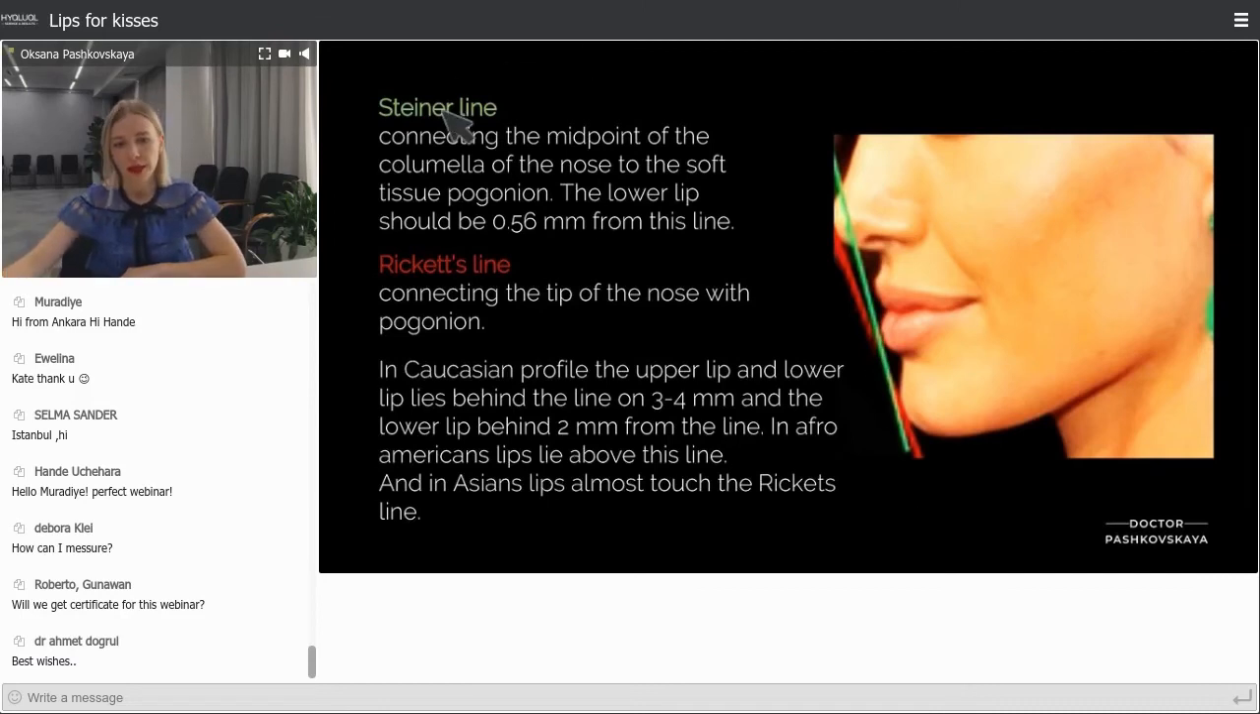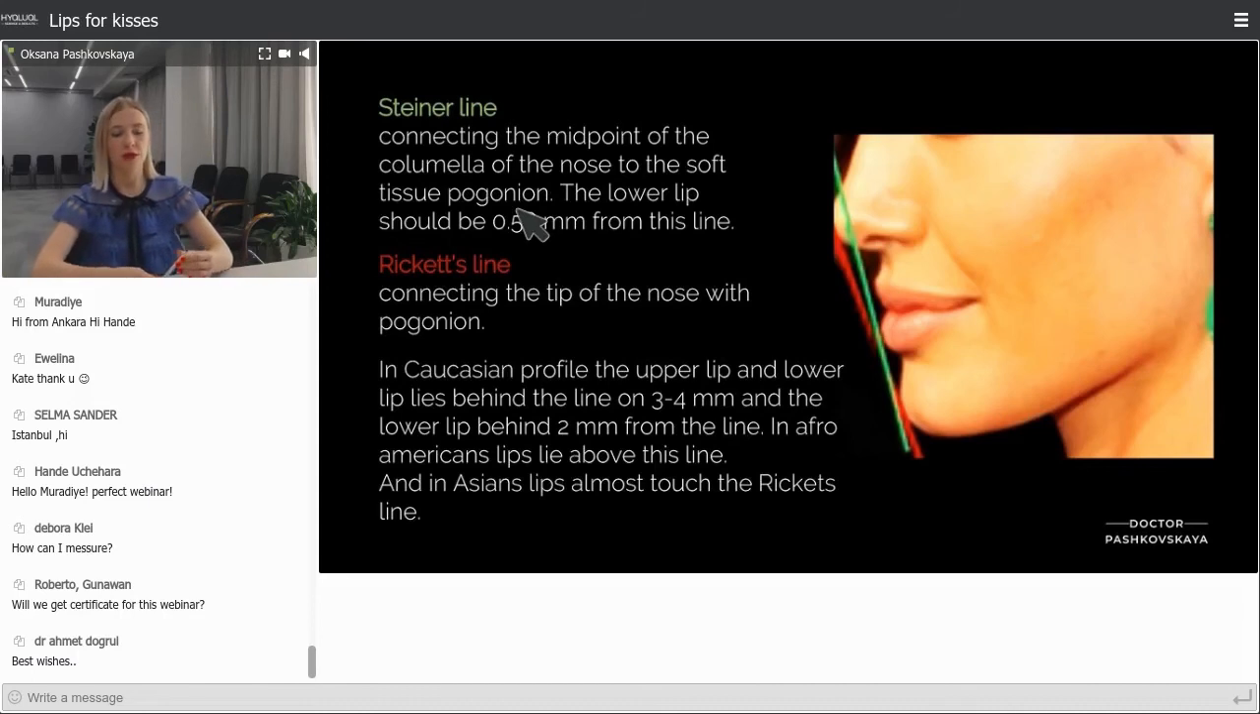And also the Steiner line. If you, for example, used the Ricketts line and it is still not clear what to do with the lips, with the profile, you also could use the Steiner line, which connects the midpoint of the columella of the nose and the soft tissue pogonion.